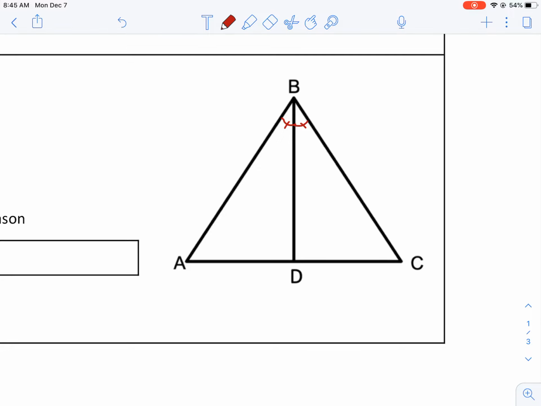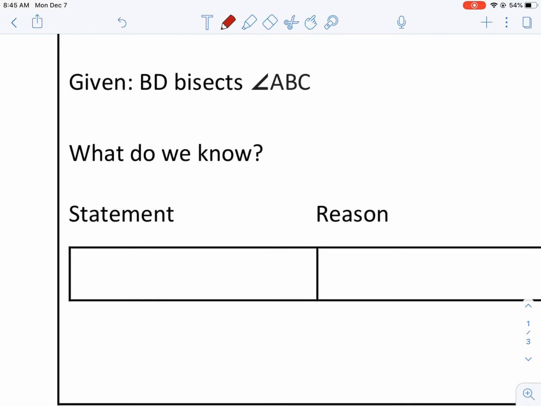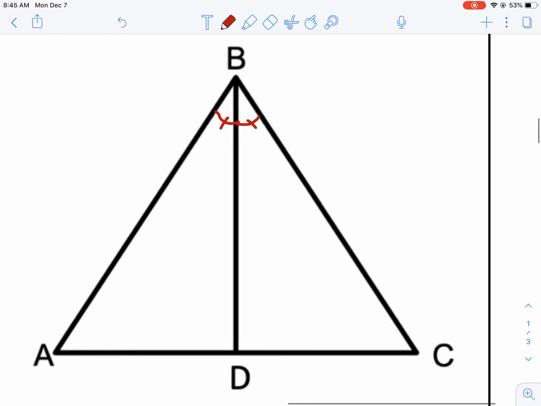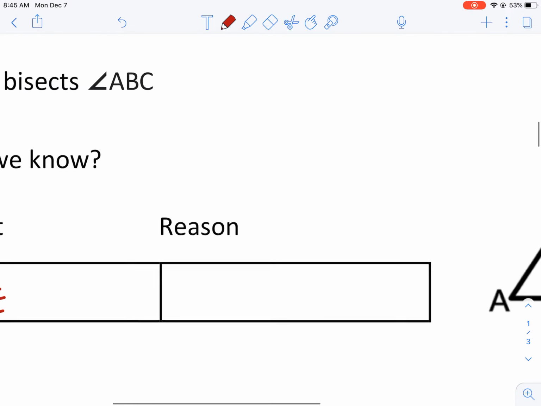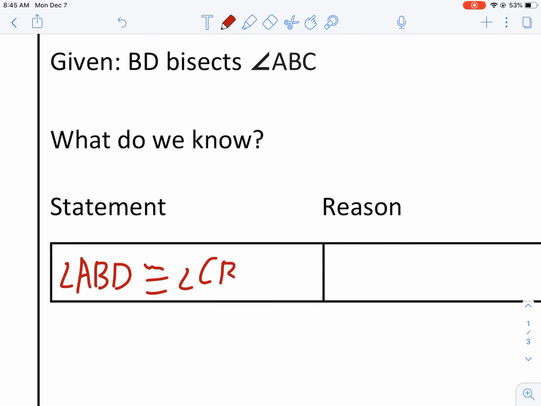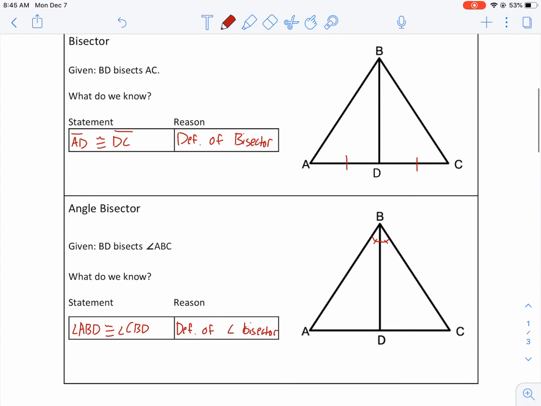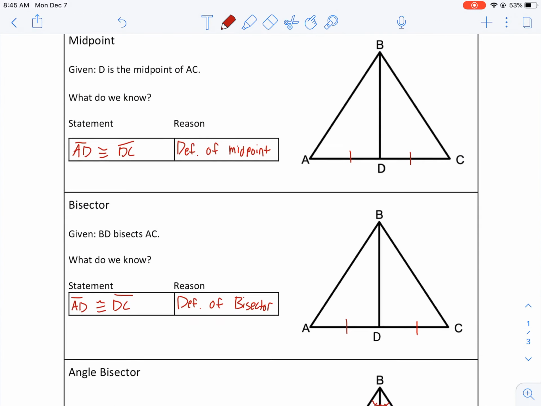So given an angle bisector, we'd say angle ABD is congruent to angle CBD. And that would be definition of angle bisector. Now again, you could just say angle bisector if you wanted. So that's the first page. Those are three different givens that you could have, all right, and what kinds of things you should write for them.